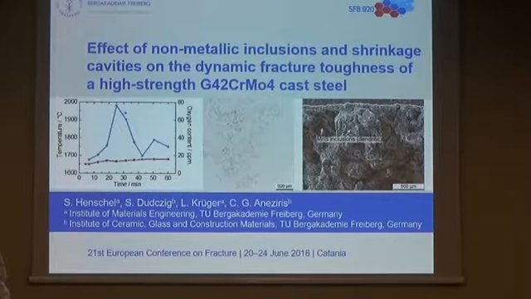So, an outlook: we will focus on the aggregation of the alumina at the crucible wall to also study the effect of the crucible coating on this aggregation behavior. And of course, we should close all the shrinkage cavities by hot isostatic pressing to reduce their effect.